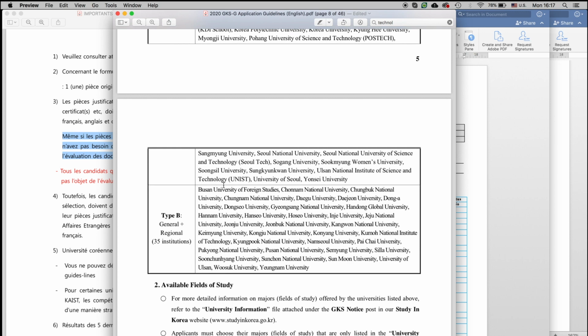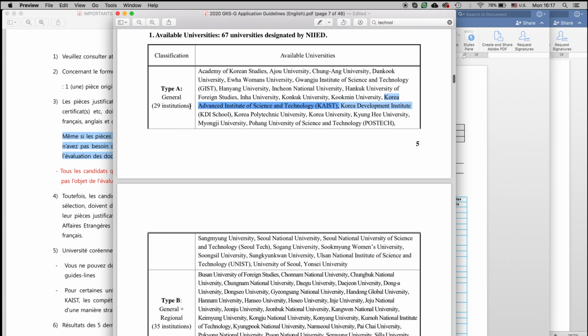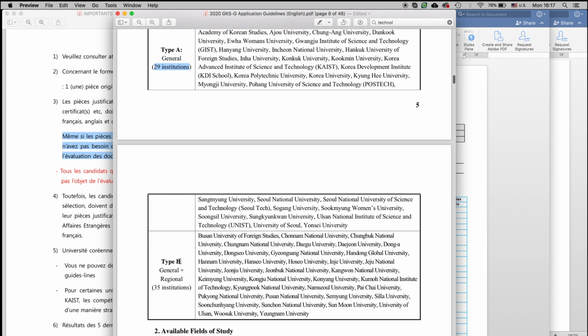And also this is a general institution, but there are also, let's say, general plus regional. Regional is, the country is divided into different parts, and then you have to go in this area. Like here in Japan, we say Kansai area, Kanto area, and they have universities in that region.